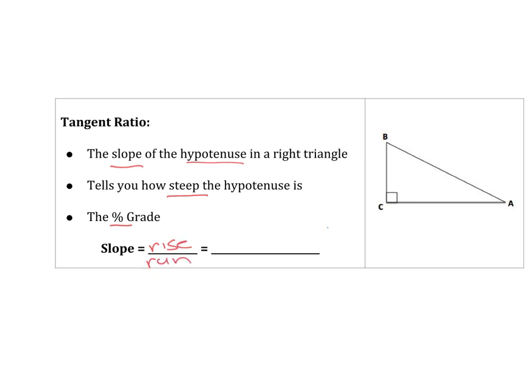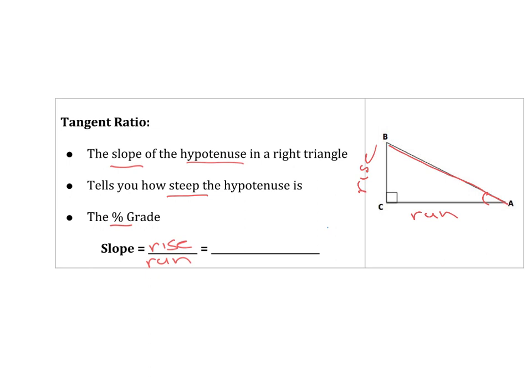Let's apply the idea of slope to our triangle to help us identify the slope for our hypotenuse. If we start at angle A, and we know our hypotenuse is from A to B because it's across from our 90-degree angle, we can find the rise of our hypotenuse by looking at side BC, and we can find the run by looking at side AC. So the ratio of BC over AC would give us our slope for our hypotenuse.